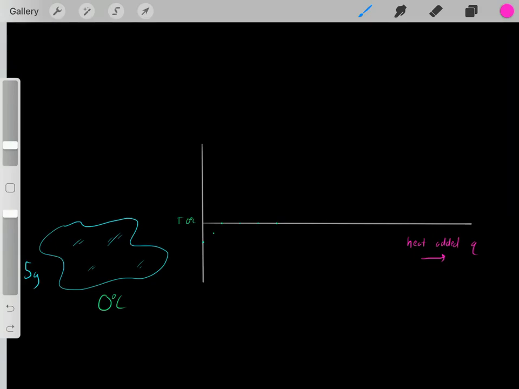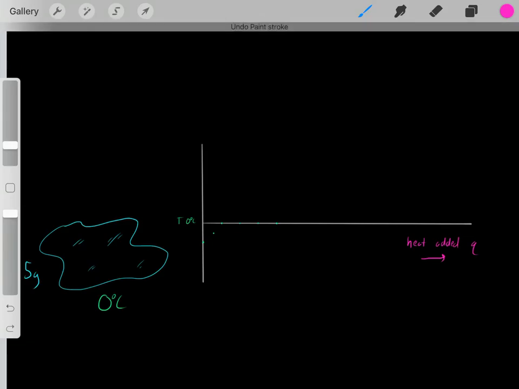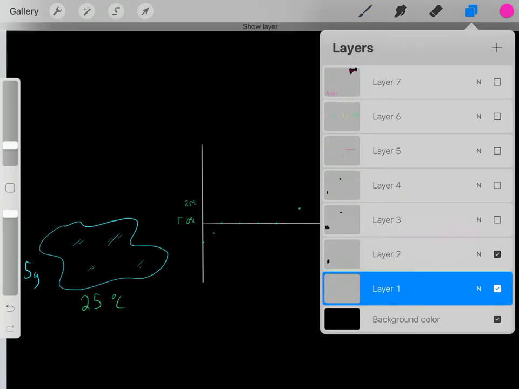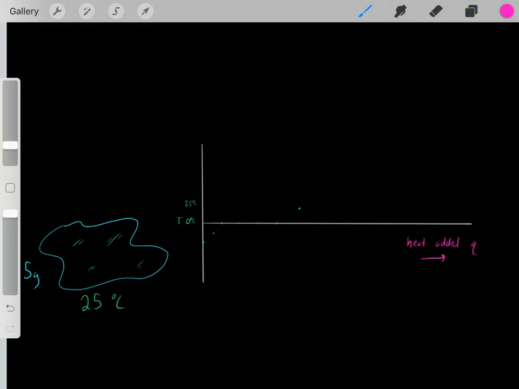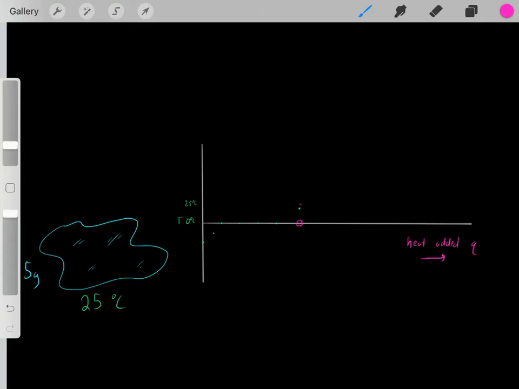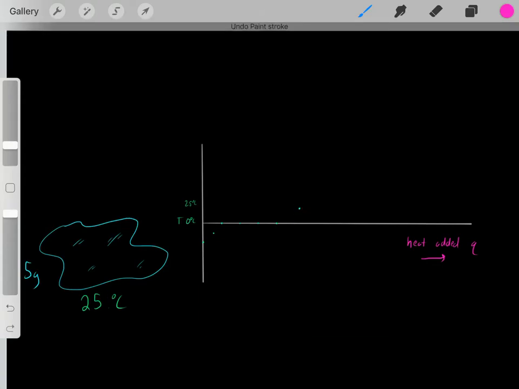Well, clearly if we add heat to this puddle of water, the temperature is going to increase. For example, let's say we add heat to this puddle of water, and let's say the temperature increases from 0 degrees Celsius to perhaps 25 degrees Celsius. Which makes sense. So let's say we add this amount of extra heat, and we saw the temperature increase from 0 degrees Celsius to 25 degrees Celsius, an increase in temperature.